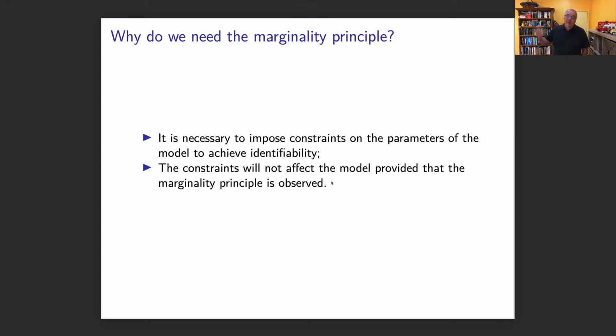Why? Well, first of all, two things. One, we need to impose constraints on the parameters to achieve identifiability. That is, that there isn't an infinite set of solutions. And if we maintain the marginality principle, then the constraints won't affect the model. Even though you might have different reparameterizations, they're still at a deep level the same model. Okay?